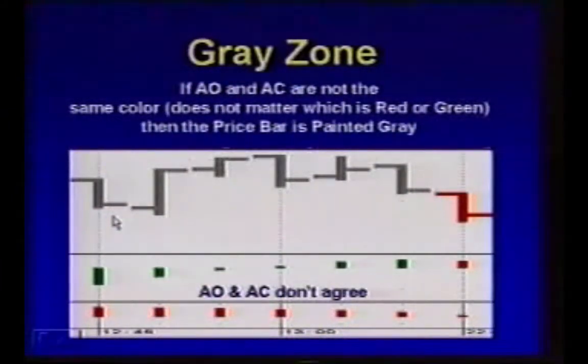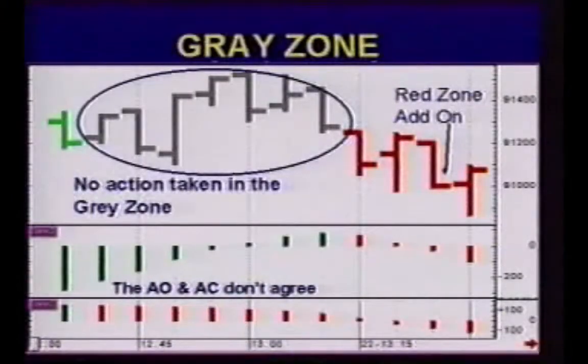Now, by looking at the gray price bar, all it says is that we don't know. We know that the momentum and acceleration are not in the same direction. We will not know which one is which until we actually look at that. So when we're in the gray zone, we don't add on, we don't do anything different, we just trade normally. Now, if you're using a protective stop and you're in the gray zone, you will continue to trail it down. Once you've created the 5 consecutive bars, it does not matter what color the bars are until you're stopped out. So the gray zone is created by the AO and the AC when they don't agree.